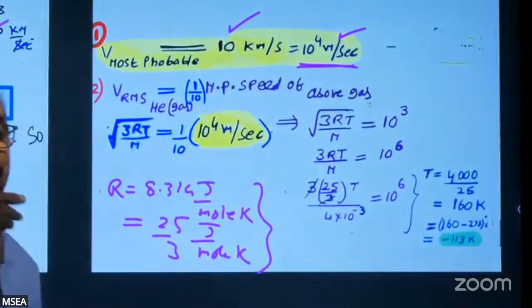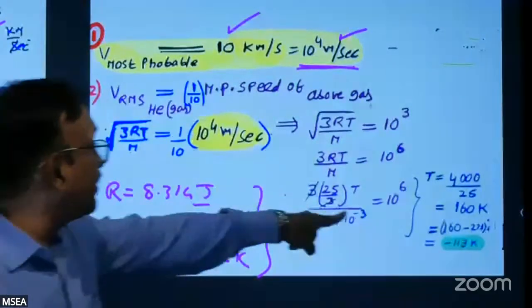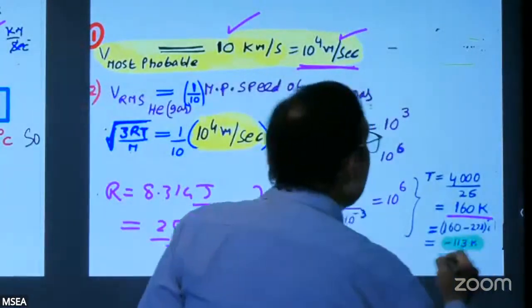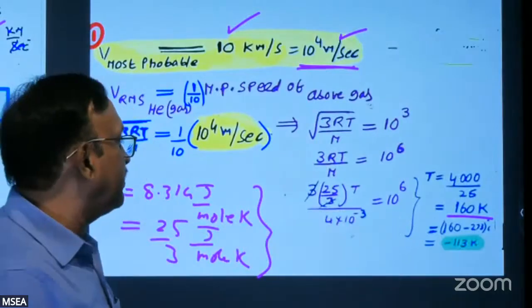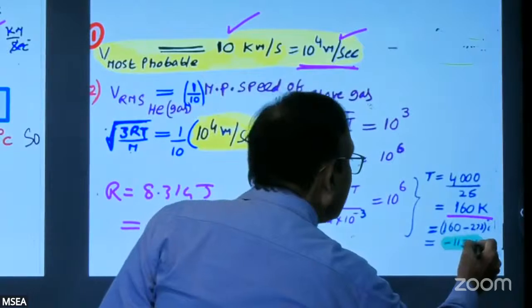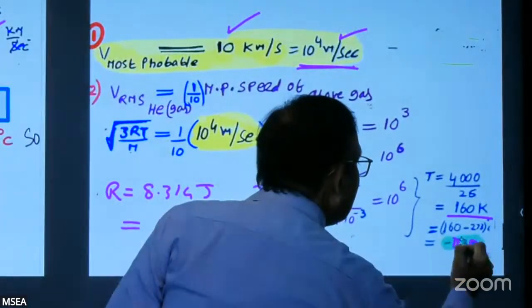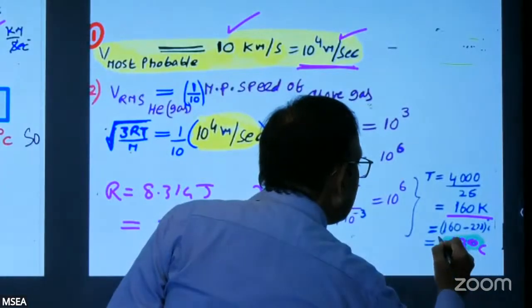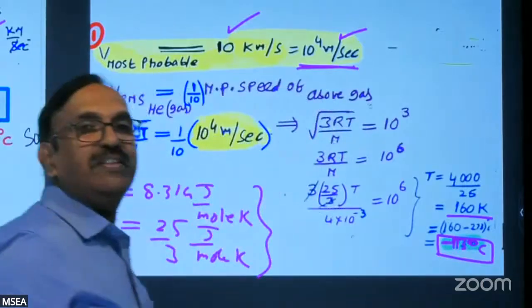There will be a tempting answer as option 1, 160 degrees centigrade. So the answer is 160 Kelvin. But you want the answer in degrees centigrade, so convert Kelvin to centigrade by subtracting 273. The answer here comes out to be minus 113 degrees centigrade. This is the answer for the question in terms of degrees centigrade.